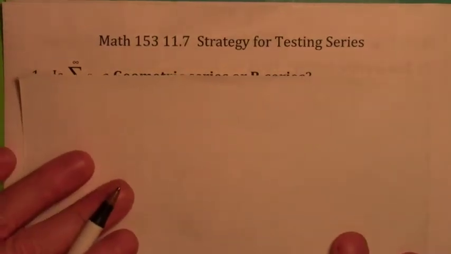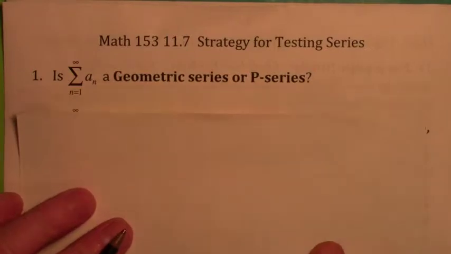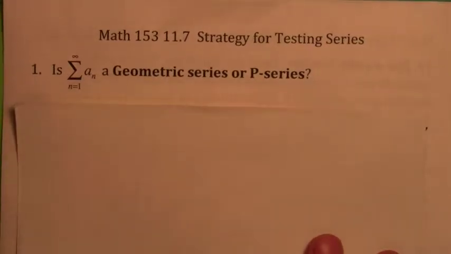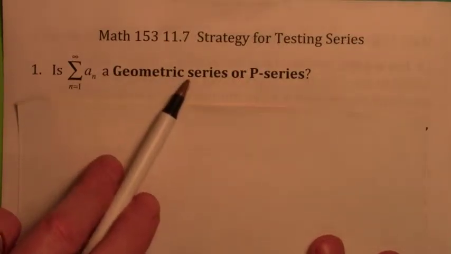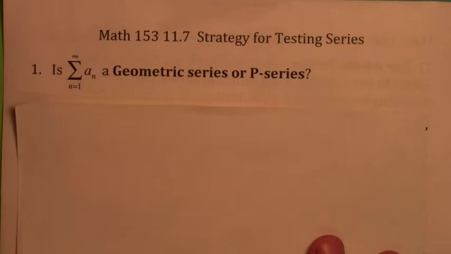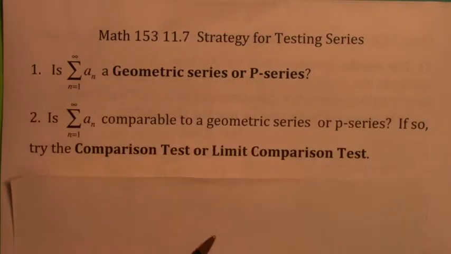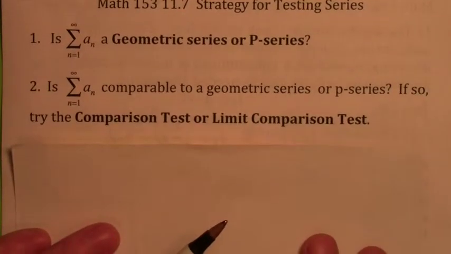Well, here's what I would suggest: ask yourself, first question I would ask, is it easy? Are you looking at a geometric series or a p-series? If so, you know that a geometric series converges if the absolute value of r is less than 1. A p-series converges if p is greater than 1. Maybe it's not a geometric series or p-series, but maybe you could compare it to something like that.